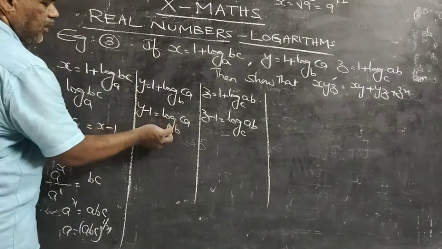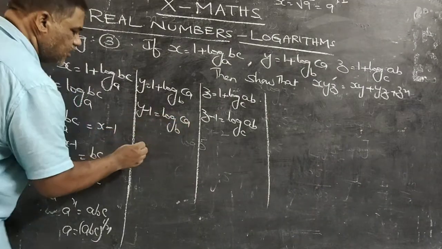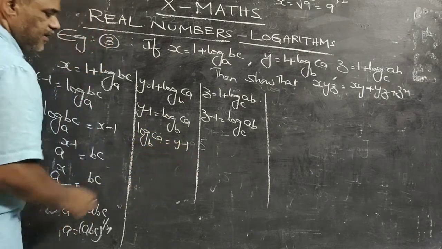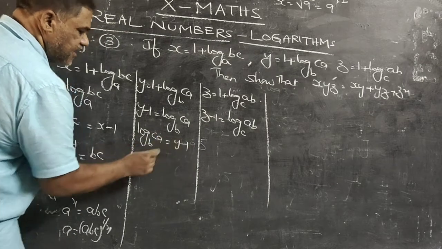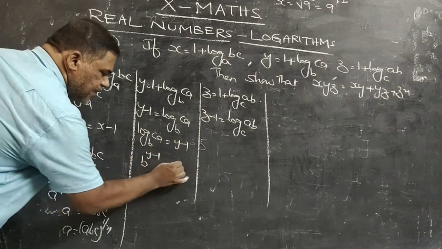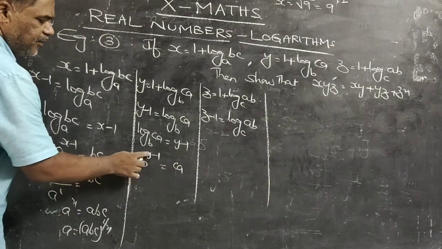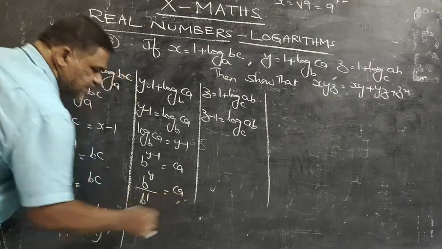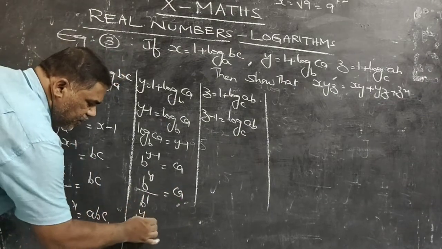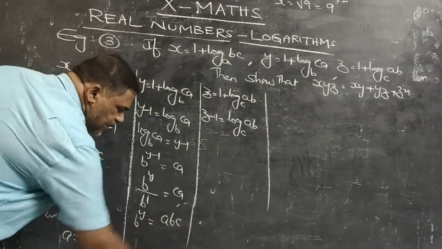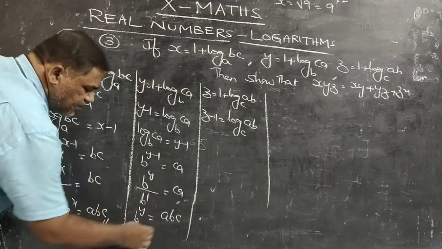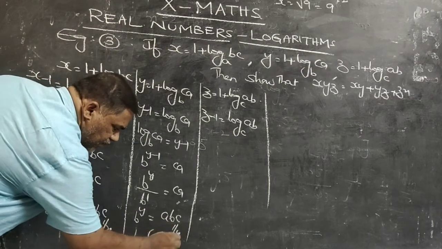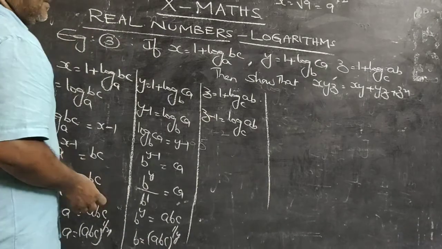Now here remove logarithm, ca comes here, y minus 1 goes there, that is log ca base b is y minus 1. Remove logarithm, ca comes here, y minus 1 goes there, b to the power y minus 1 is equal to ca. A to the power m minus n can be written as a to the power m by a to the power n, it is ca. Cross multiply, b to the power y is equal to abc. Whenever you remove the power, y comes as 1 by y, that is b is equal to abc to the power 1 by y.